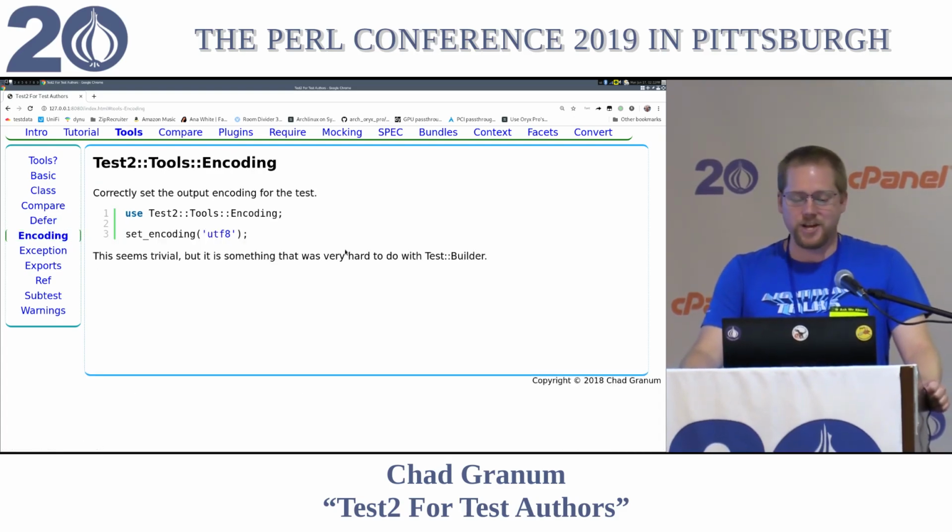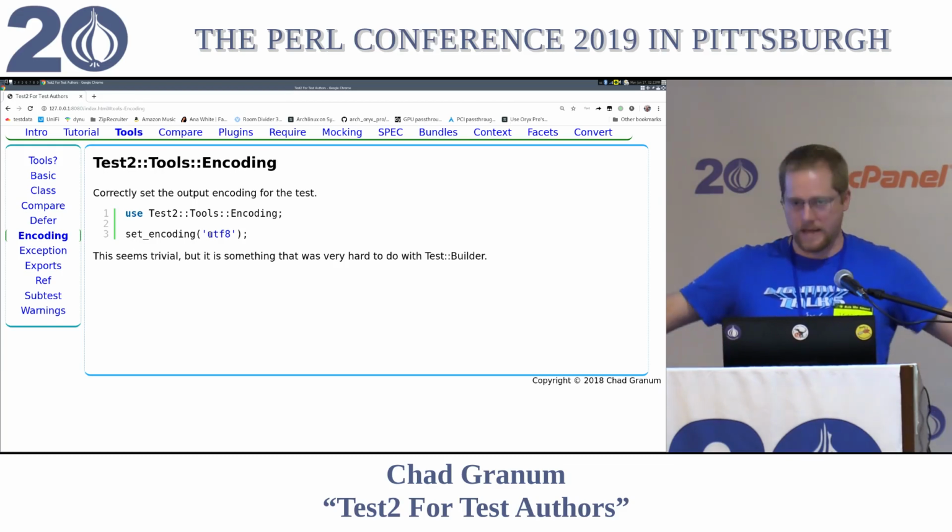Encoding. Anyone who's tried to change the encoding in Test::More knows that it is a royal pain. It's very difficult. I don't even have an example up here because it's just full of hoops. With Test2, you can simply call set encoding to whatever encoding you want. Done.